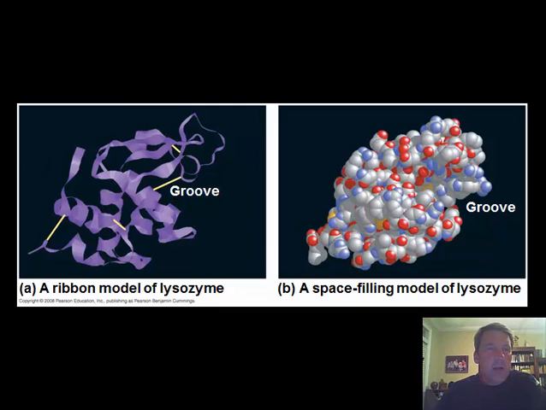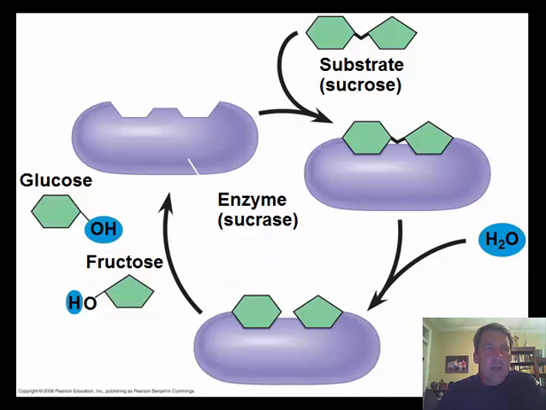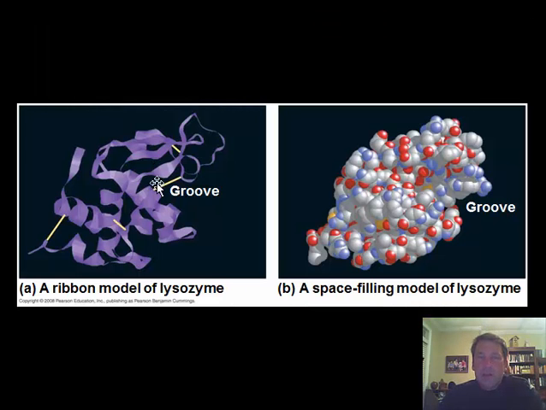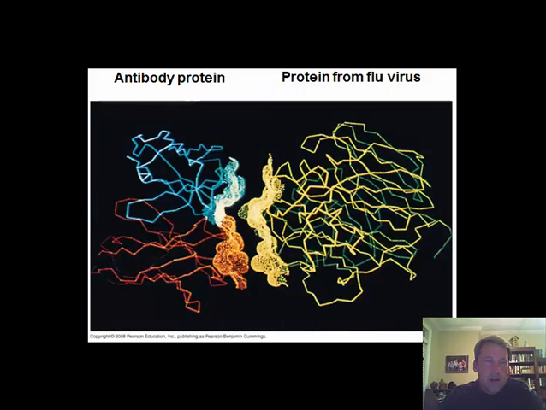So back up here at our example of our enzyme. This is representing part of the shape of the protein right here, and that substrate fits right in there. If it didn't have that shape, it would not fit right in there. So these are just different ways of representing that. This is called a ribbon model. This is called a space filling model. And so they can get very large.